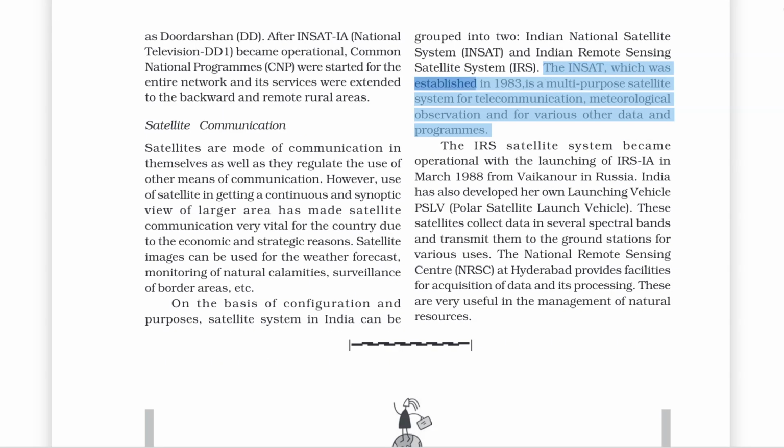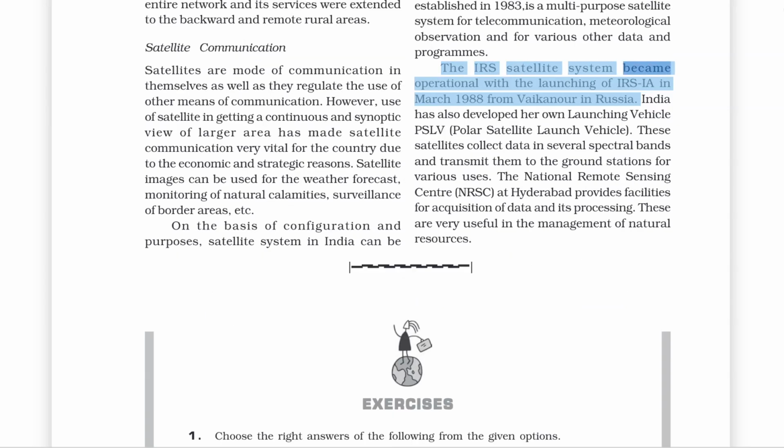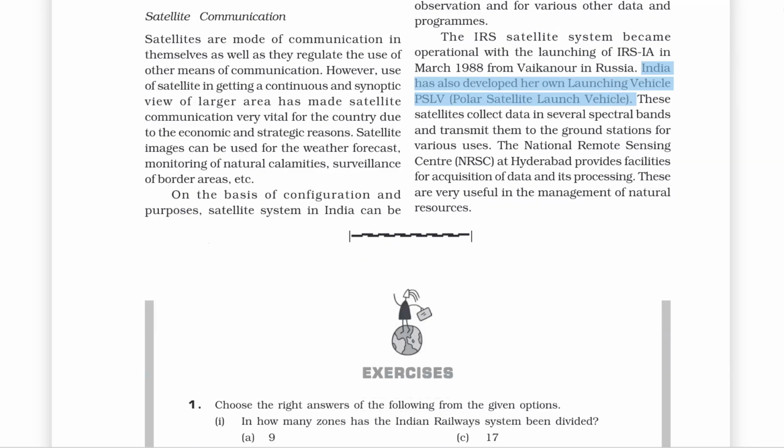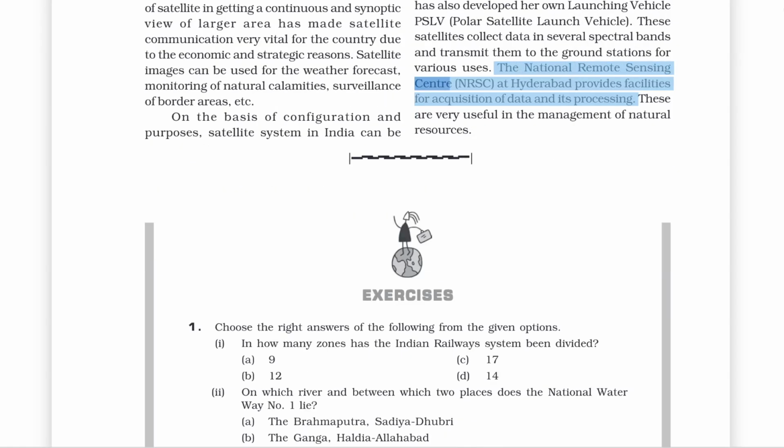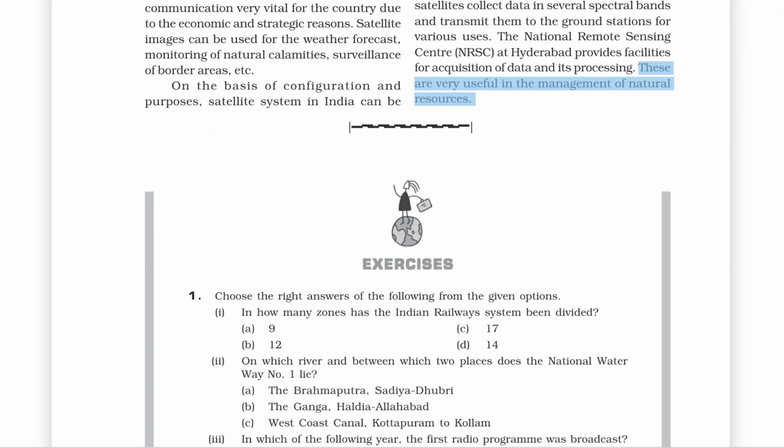The INSAT, which was established in 1983, is a multi-purpose satellite system for telecommunication, meteorological observation, and for various other data and programs. The IRS satellite system became operational with the launching of IRS-1A in March 1988 from Baikonur in Russia. India has also developed her own launching vehicle PSLV, Polar Satellite Launch Vehicle. These satellites collect data in several spectral bands and transmit them to the ground stations for various uses. The National Remote Sensing Centre, NRSC, at Hyderabad provides facilities for acquisition of data and its processing. These are very useful in the management of natural resources.